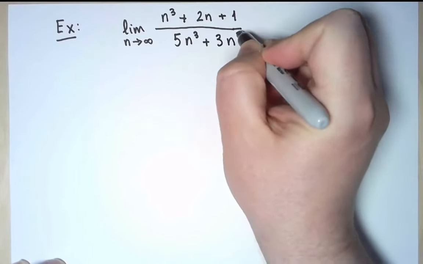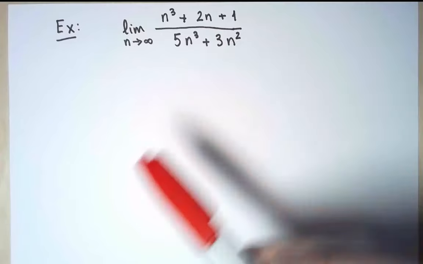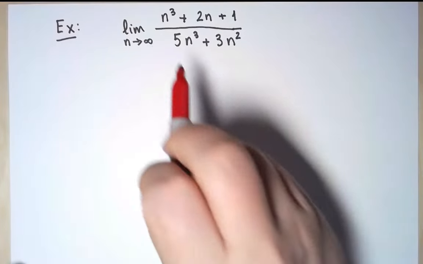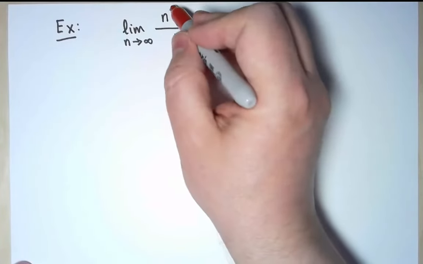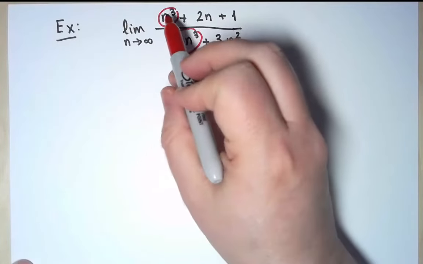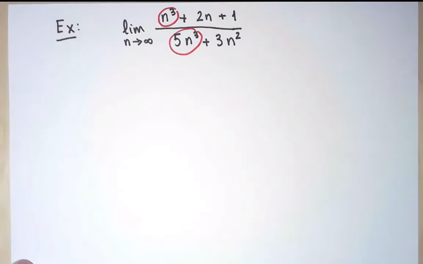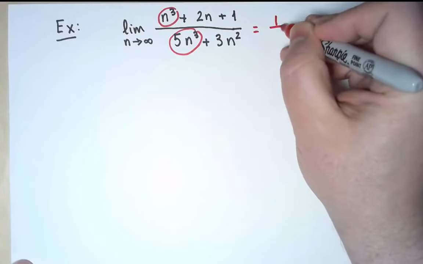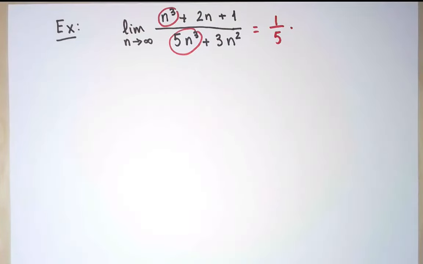When I have a quotient of polynomials, the only thing that matters is the biggest power. In the numerator, the biggest power is n cubed. In the denominator, the biggest power is also n cubed. So this is the same as the limit of n cubed over 5n cubed, which is 1/5. That is the quick calculation. But let's remind ourselves of why this works.